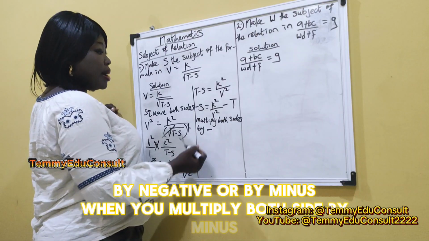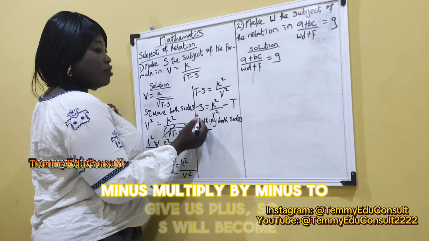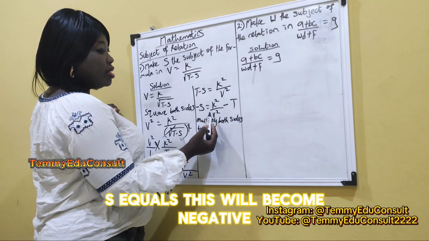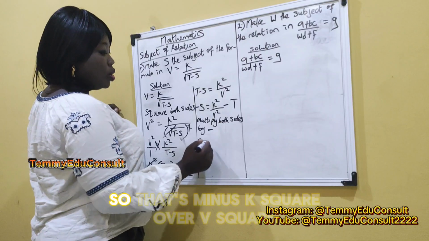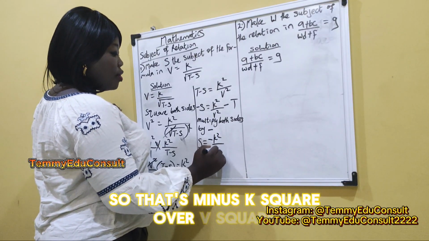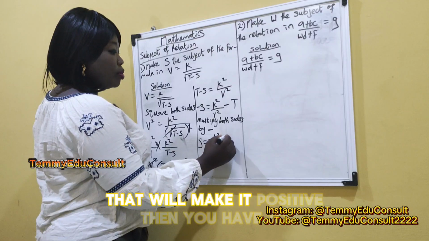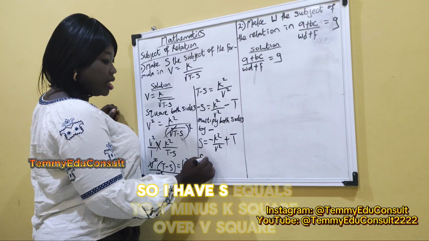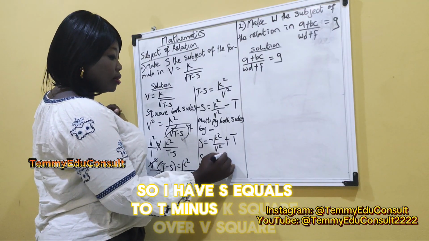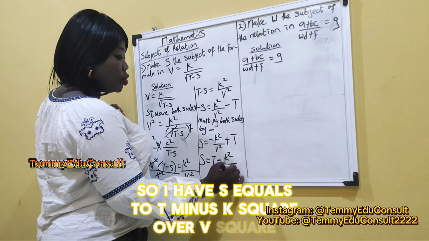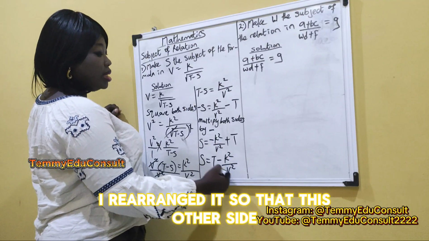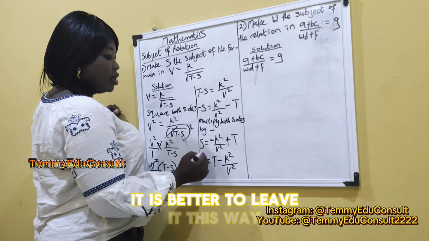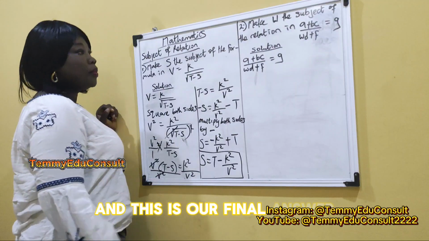When you multiply both sides by minus, minus multiplied by minus will give us plus. So x will become x equals, this will become negative because it is positive initially, so that's minus k squared over v squared. The minus times minus there will make it positive. Then you have t. Let me rearrange this to make it look better. So I have x equals t minus k squared over v squared. I rearrange it so that this right side will not start with a negative sign. It is better to leave it this way, and this is our final answer.